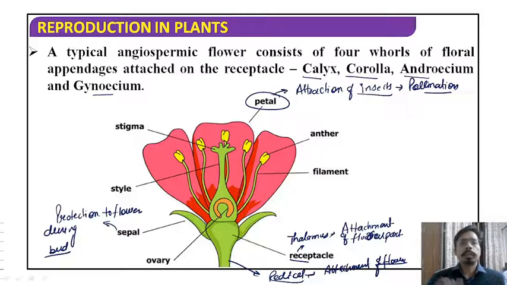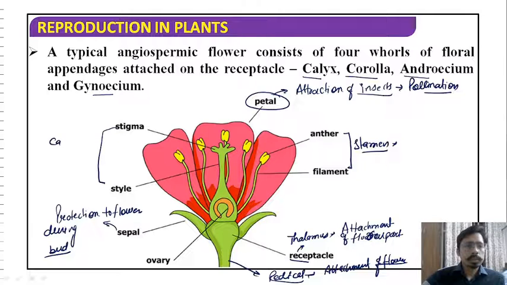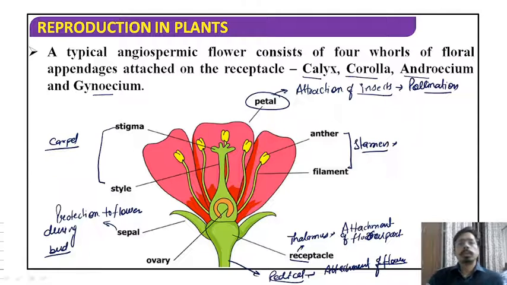Now we have the reproductive whorl, and this reproductive whorl includes this entire structure called stamen. The stamen produces pollen grains, and pollen grains are responsible for the production of the male gamete, while the structure consisting of stigma, style and ovary is called the carpel, and this carpel is responsible for the production of the female gamete called the egg cell.